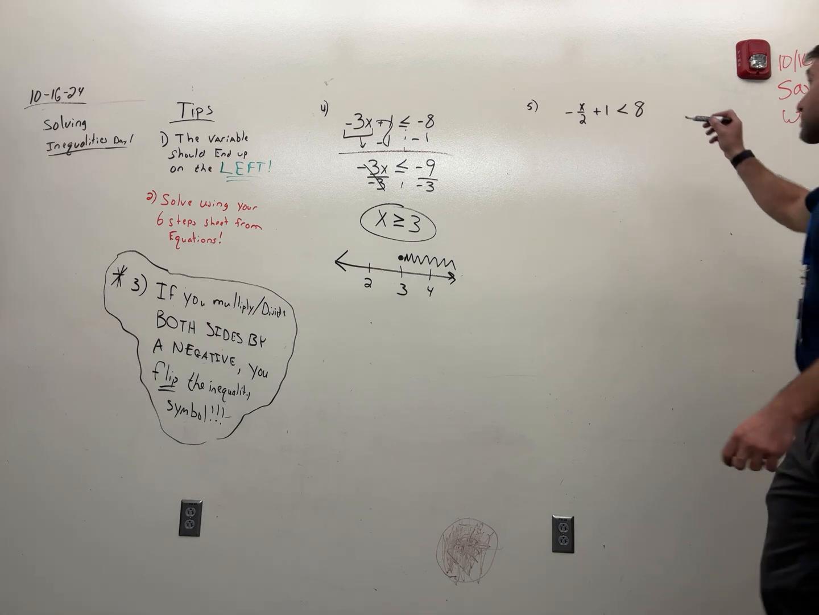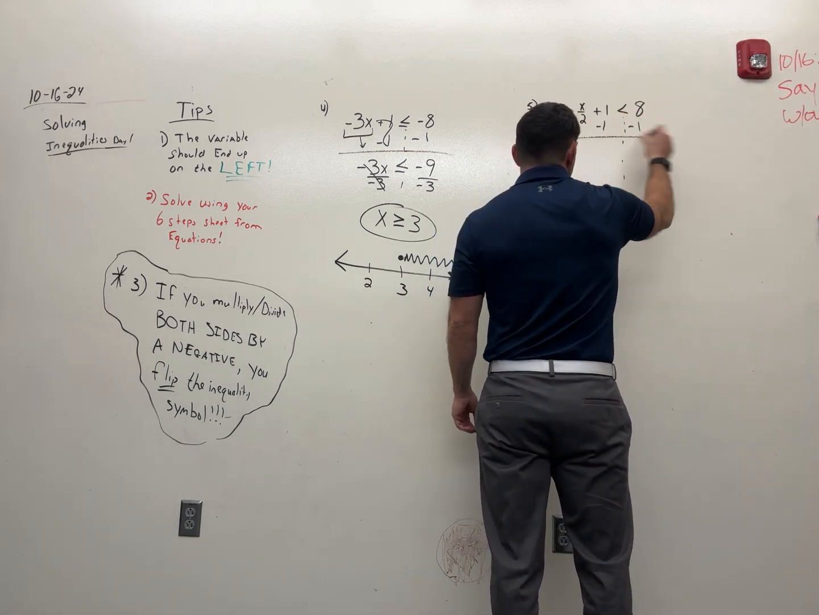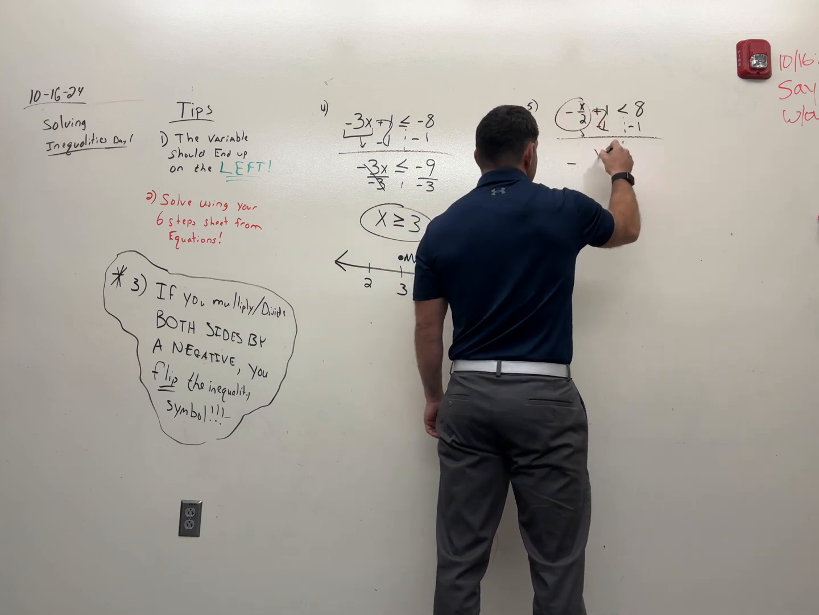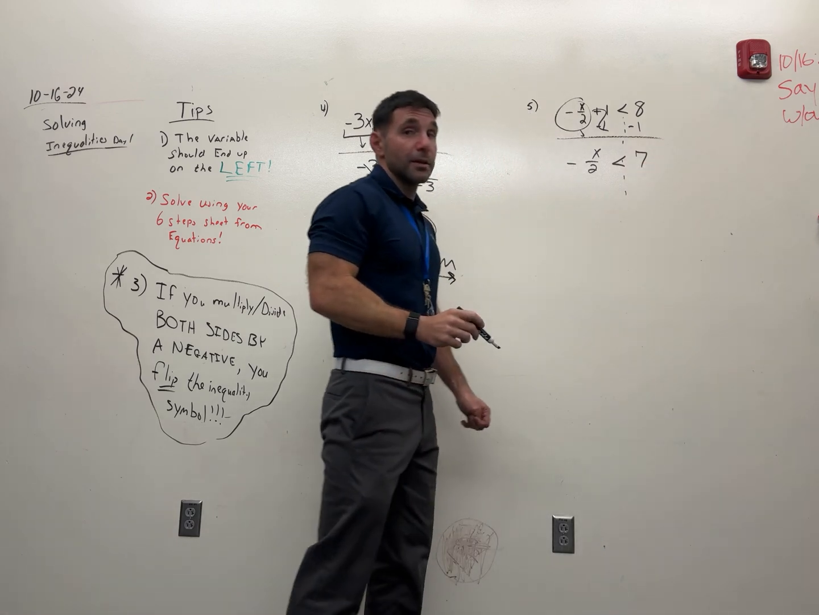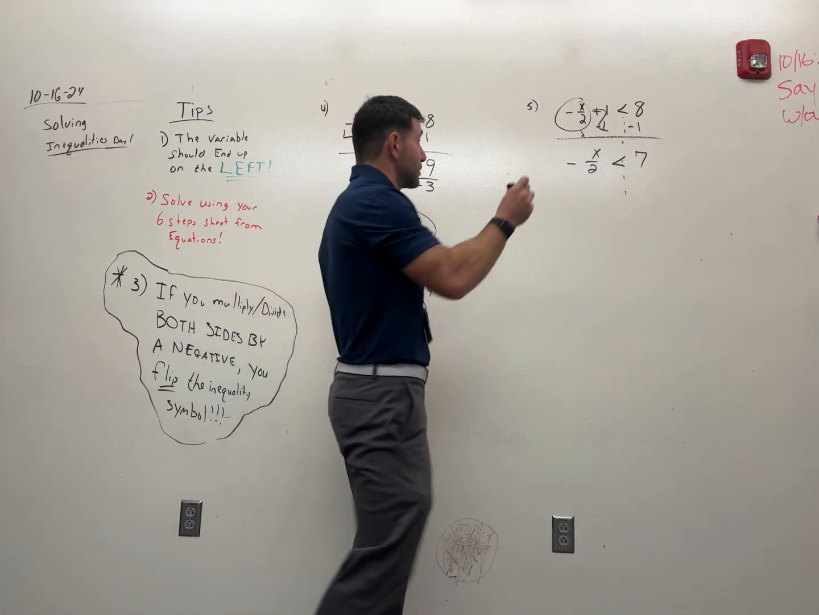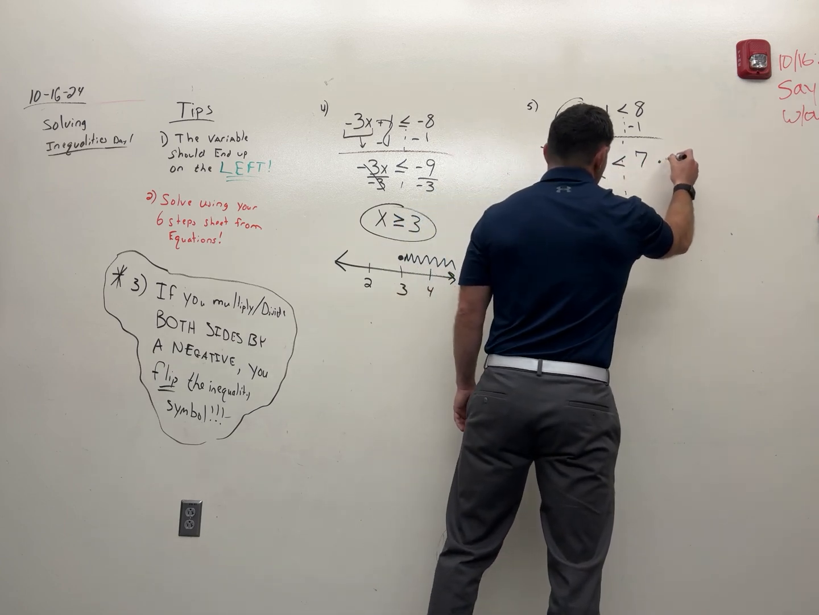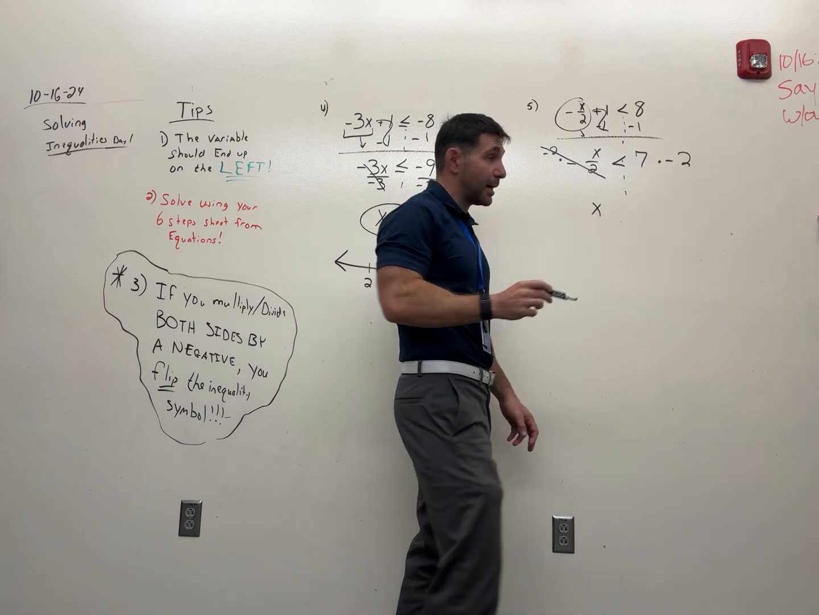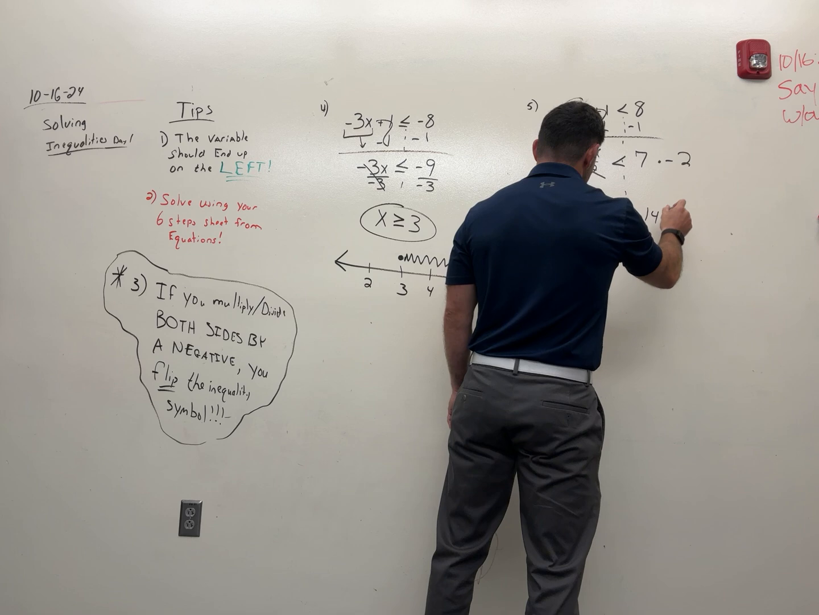Okay, so balance point. We subtract 1 from both sides. That leaves me, all of this comes down. Negative x divided by 2 is less than 7. The opposite of division is multiplication. We do that to both sides. So now I'm multiplying by a negative, which means we flip the inequality.